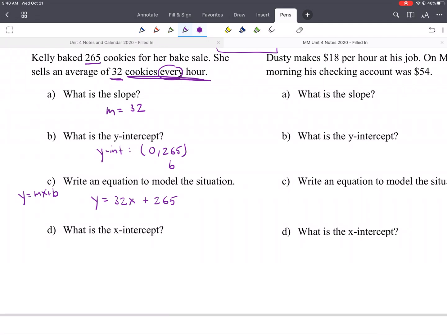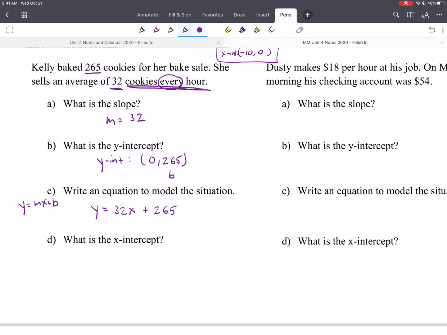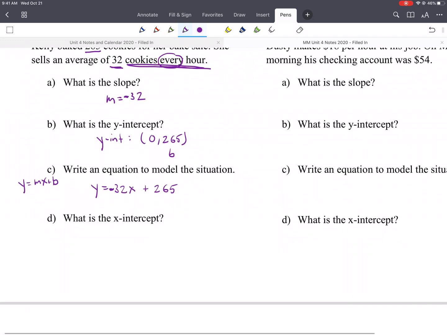So to find the x-intercept, oh, sorry, I mixed something up. It says she sells the cookies, so she loses 32 cookies every hour. So this should be negative. Sorry about that. Okay, so we want to find what the x-intercept is. So basically, when all the cookies run out. So if we want to find the x-intercept, y is equal to 0. So 0 is equal to negative 32x plus 265.